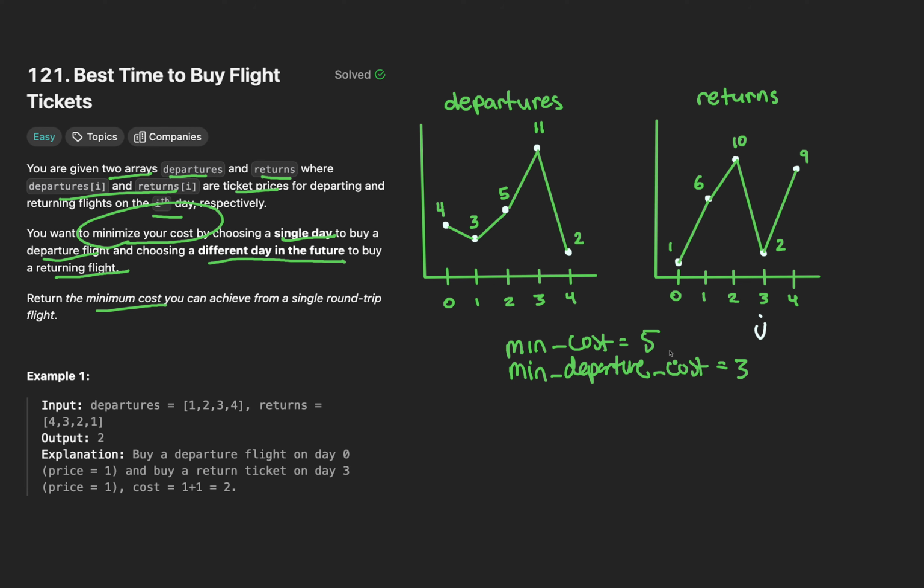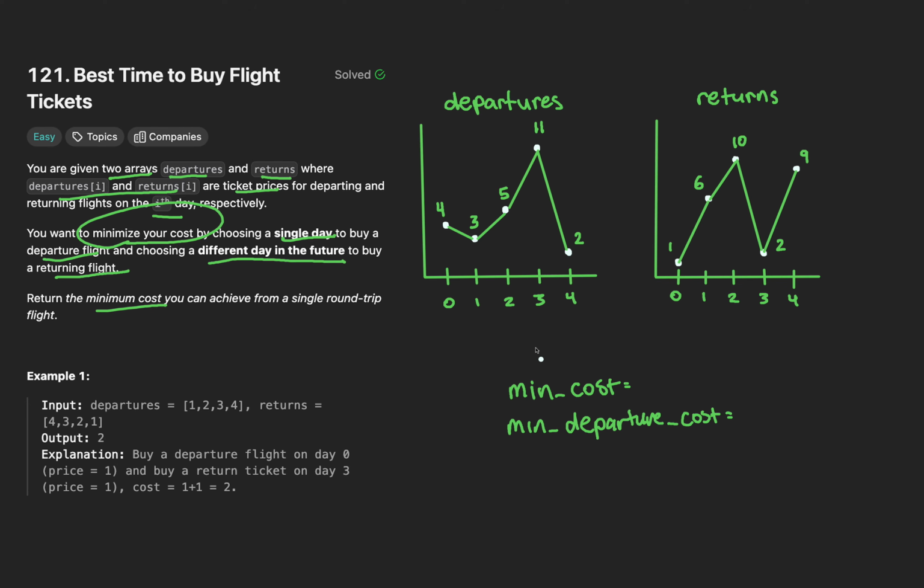Let's go through a quick walkthrough now. To kickstart our for loop, we'll initialize the minimum departure cost to day 0's price of 4. And we'll start our i pointer on the first day, day 1. I will repeat myself, we do this because we cannot fly out on day 0 and then fly back on the same day. That's the requirement. All to say, we'll start it on day 1.